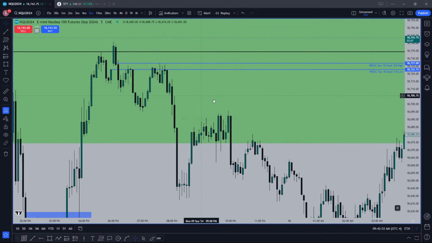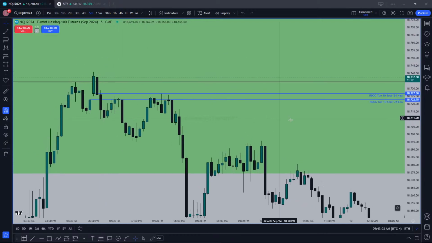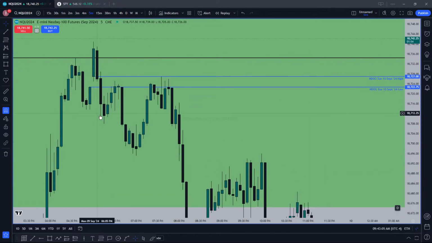Sorry about that. I was saying this is the settlement price difference between Monday 5 p.m. and Monday 6 p.m. So there's a new day opening gap. Look at how price fills it, then moves into it once, rejects, moves lower, moves into it one more time, rejects lower. Then we have this wick here.